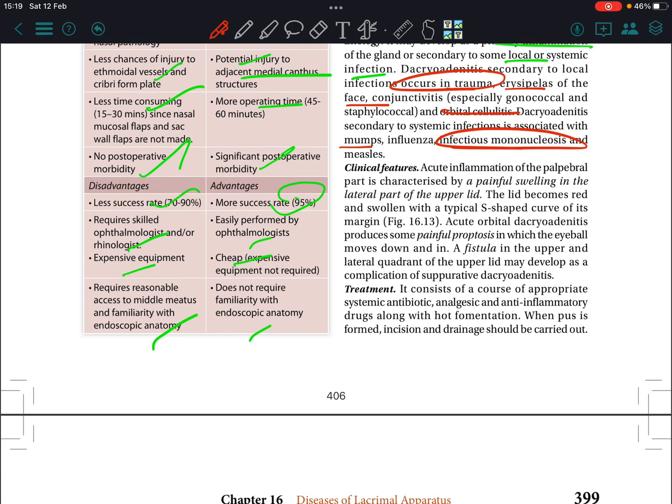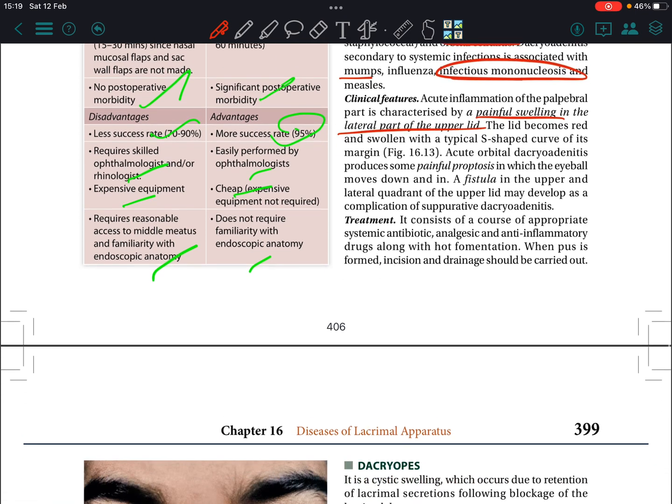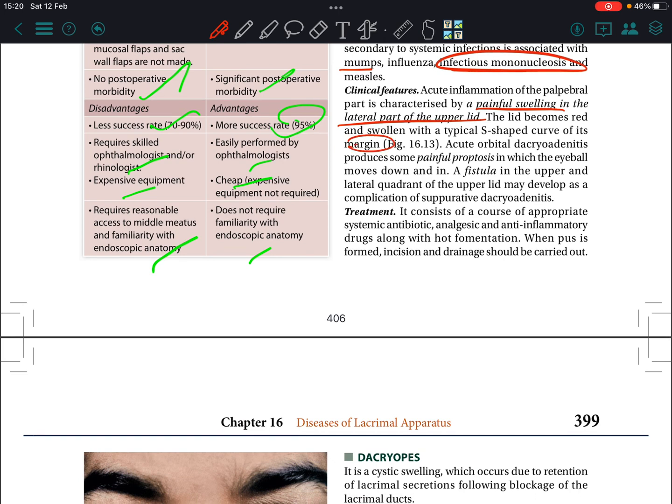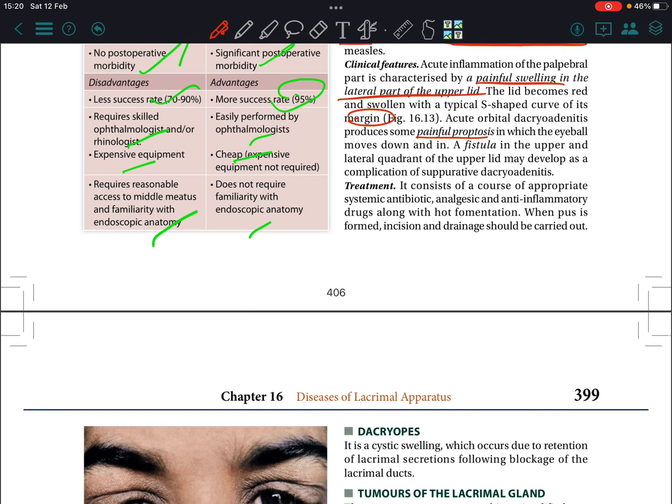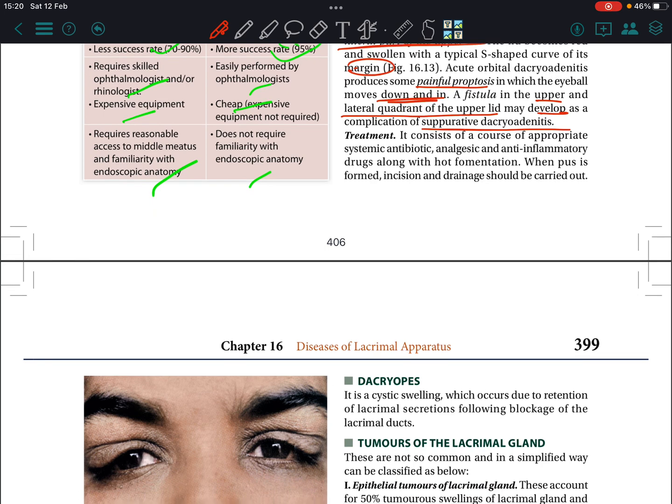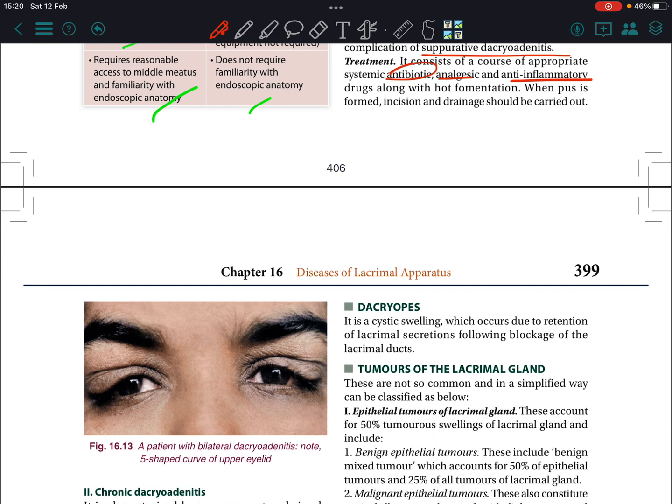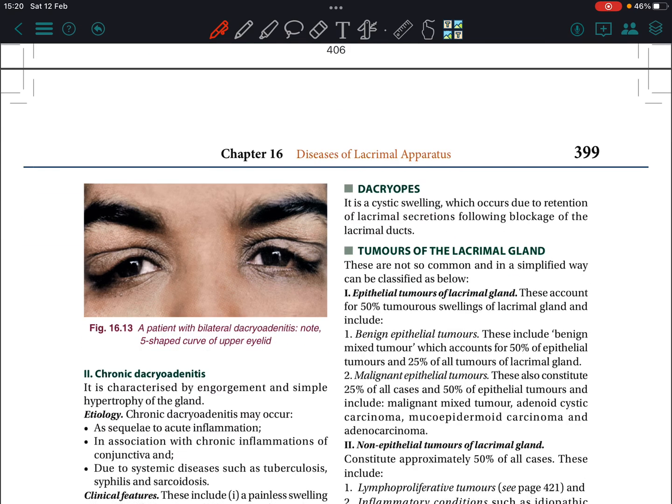Clinical feature: acute inflammation of the palpebral part is characterized by painful swelling in the lateral part of the upper lid. The lid becomes red and swollen with a typical S-shaped curve of its margin. Acute orbital dacryoadenitis produces a painful process in which the eyeball moves down and in. A fistula in the upper and lateral quadrant of the upper lid may develop as a complication of suppurative dacryoadenitis. Treatment consists of a course of appropriate systemic antibiotics, analgesics, and anti-inflammatory drugs along with hot fomentation. When pus is formed, incision and drainage should be carried out.